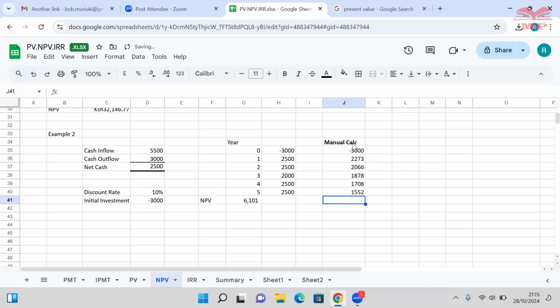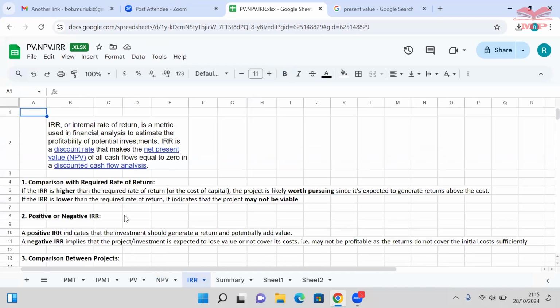I had done a manual calculation here, which I don't want to confuse you with, because what you're supposed to be learning is the function. All right, so one last one, it's called the internal rate of return, the IRR.